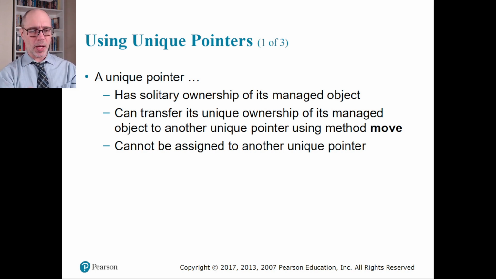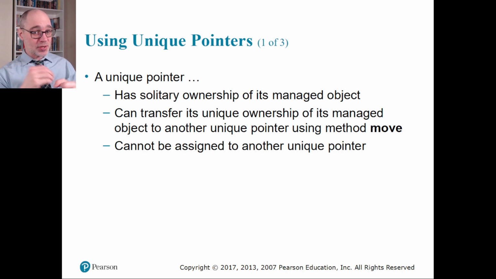So to be clear, a unique pointer has solitary ownership of its managed object, right? It's the only thing that's allowed to reference it. That just wipes off the table the issue of aliases. It's just not possible at that point. You can transfer the ownership to another single unique pointer. So there's a function in the C++ standard library called move that specifically says, I've got ownership in this unique pointer, but I'm going to move it over to this other unique pointer. And now that's the one and only thing that can refer to this object. So you can move it around, but at all times, there's only one single unique pointer referring to the object in the free store.